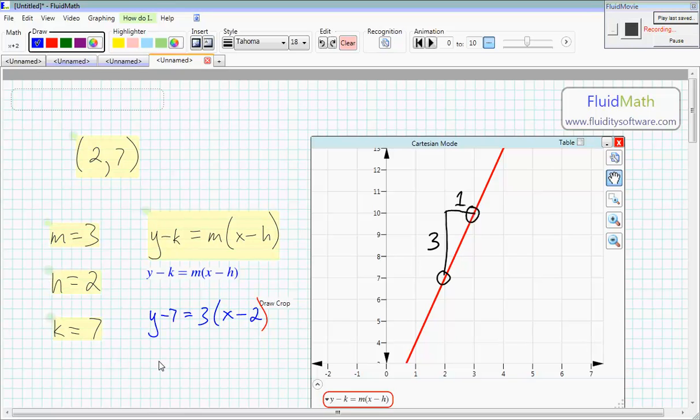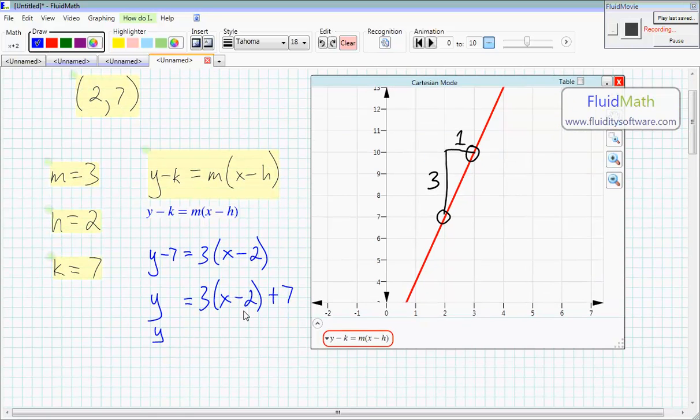And why don't we go ahead and change this to the other standard form, slope-intercept. We'll just solve for y. And we can add 7 to both sides, so we have y equals 3 times x minus 2 plus 7. And then let's expand this, y equals 3x minus 6 plus 7. And then finally, we'll simplify. We have y equals 3x minus 6 plus 7, so it's going to be plus 1.